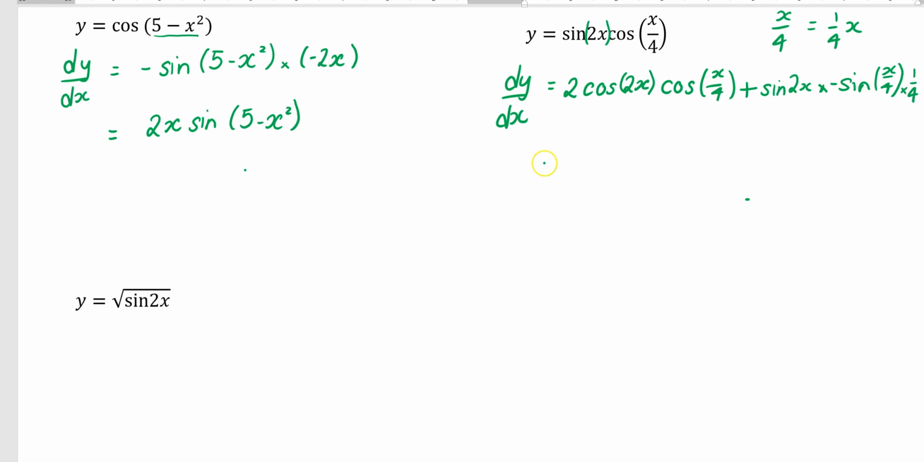That's looking a tad messy. So we'll tidy it up. 2 cos 2x. I'm not doing anything major here with the tidying. I mean, you could just leave it with the line above. And 1/4, so that'll be minus 1/4 sine 2x sine x over 4. And that's done.